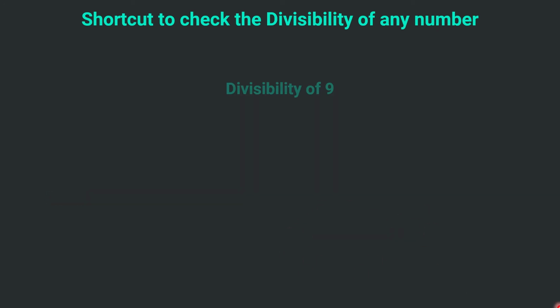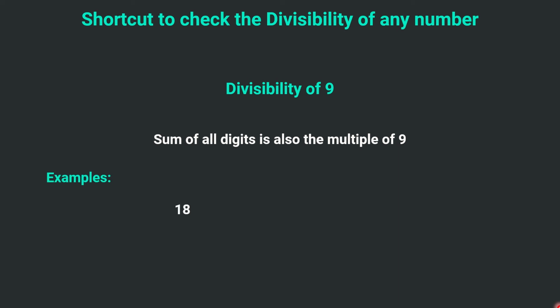Now let's check the divisibility of 9. The checking criteria for divisibility of 9 is similar to the criteria for divisibility of 3. All you have to do is sum all of the digits, and that sum should also be a multiple of 9. For example, 18. Now 1 plus 8 is 9. So 9 is itself a multiple of 9. So 18 will also be a multiple of 9. That means we can say that 18 is divisible by 9.